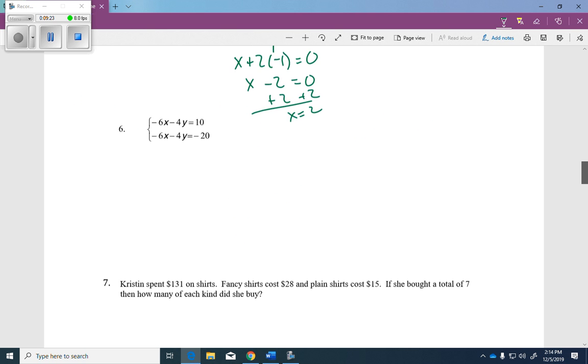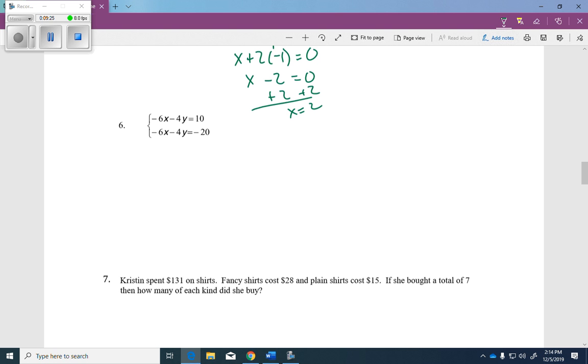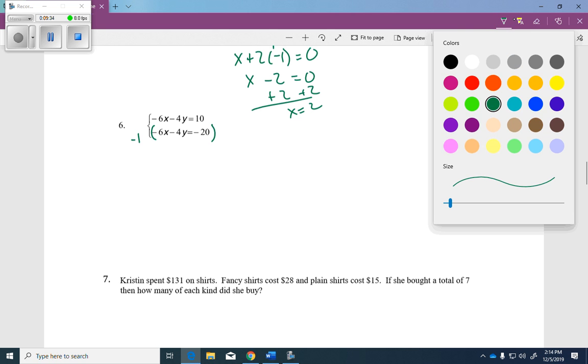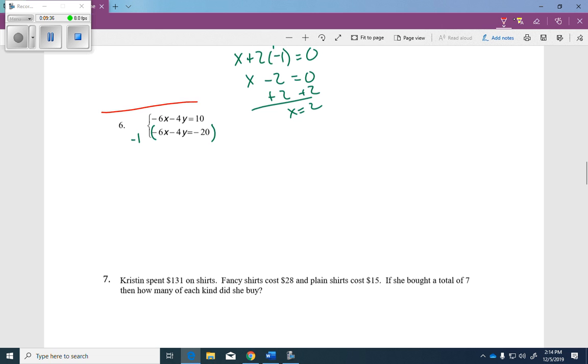Number 6 is set up for elimination, except there's no opposites. So I'm just going to multiply by a -1. That would make opposites. So the top equation stays the same. The bottom equation, everything changes signs because I multiplied by a negative.